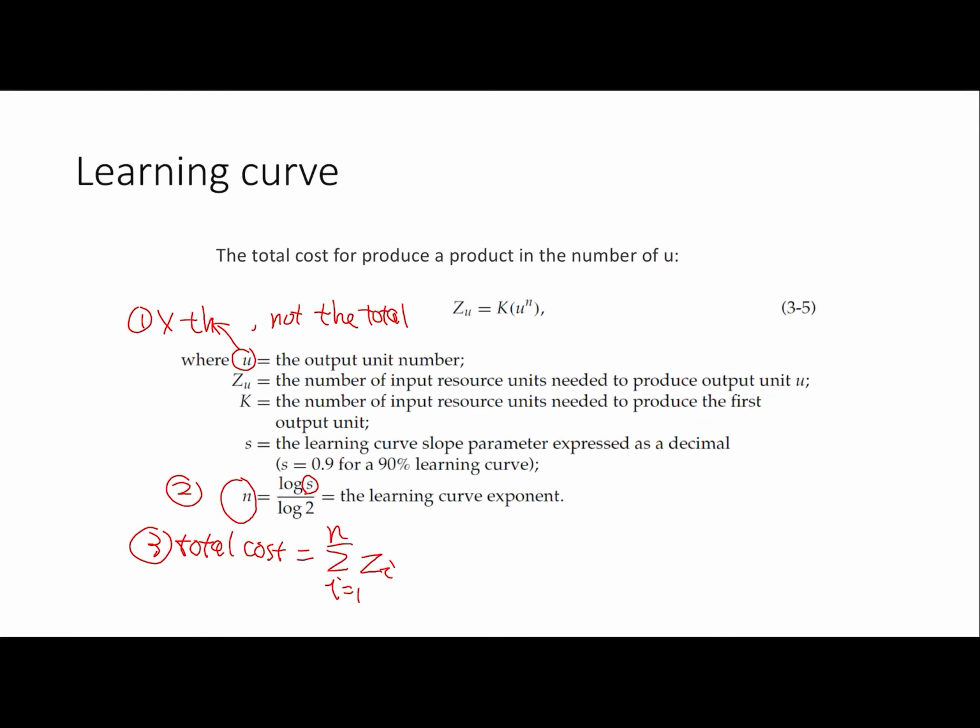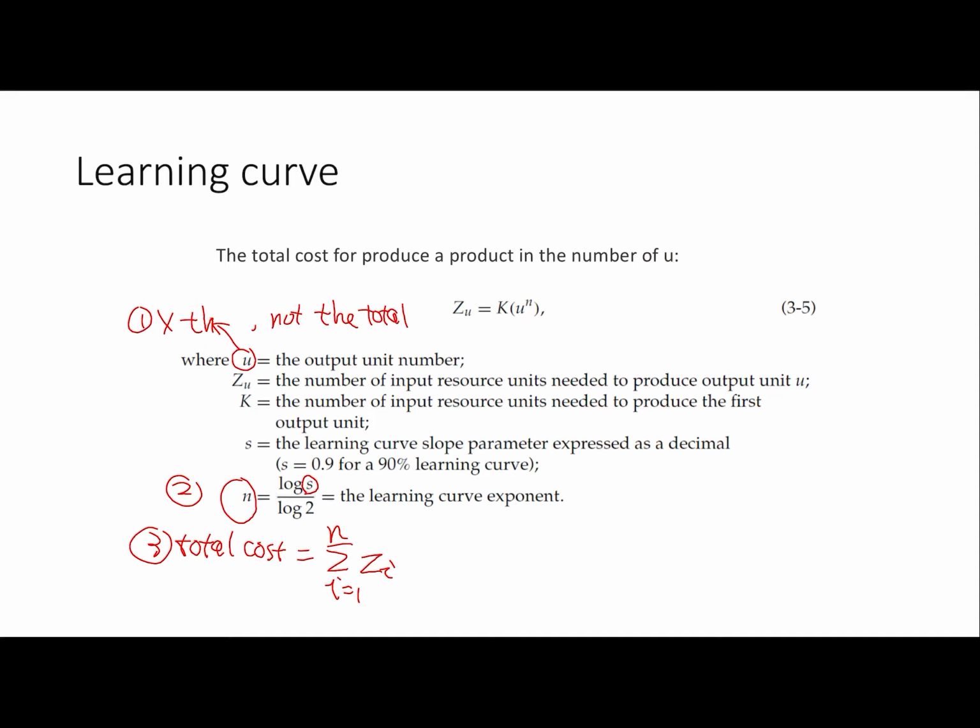And then we learned the learning curve model. So learning curve model, you need to understand the Zu is the cost for the u-th product, the time cost for the u-th product. Okay, and if you want to know the total time cost, you need to calculate out the time cost for each of the product and sum all of them together. That's something you need to be careful about.